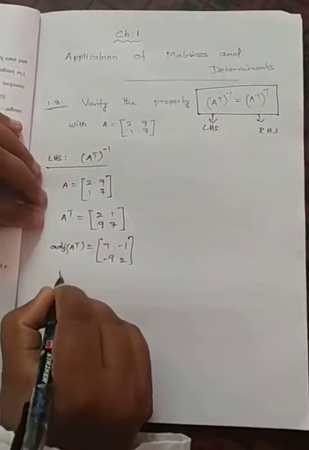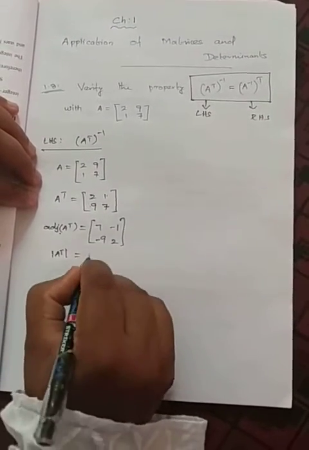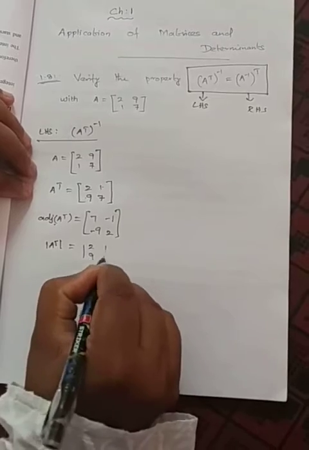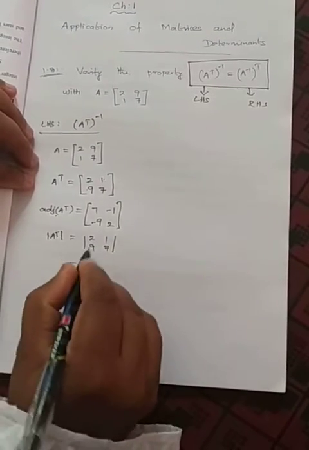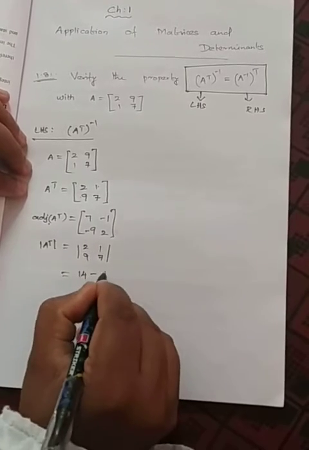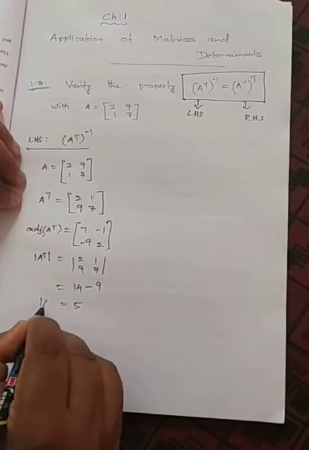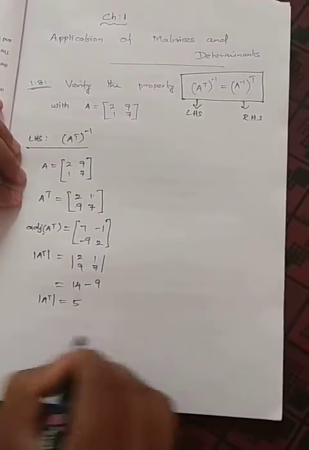Now we need to find the determinant of A transpose. That is the determinant of 2, 1, 9, 7. So what's that value? 2 7s are 14, and minus, by the formula, 9 1s are 9. So we are getting 14 minus 9 is 5. So the mod of A transpose we are getting is 5.